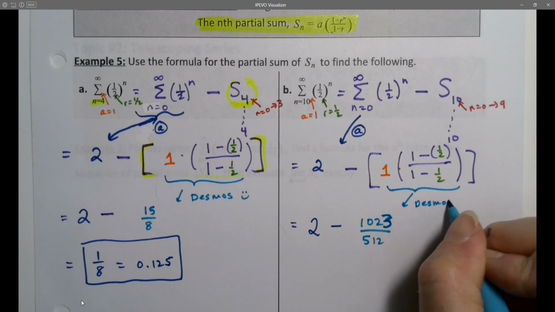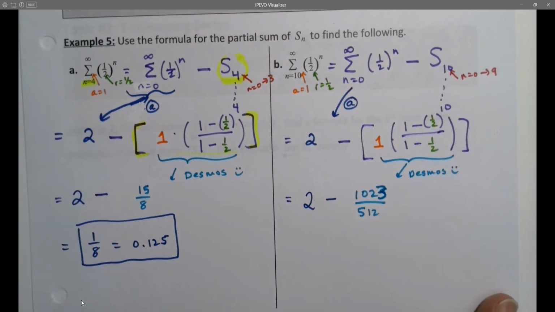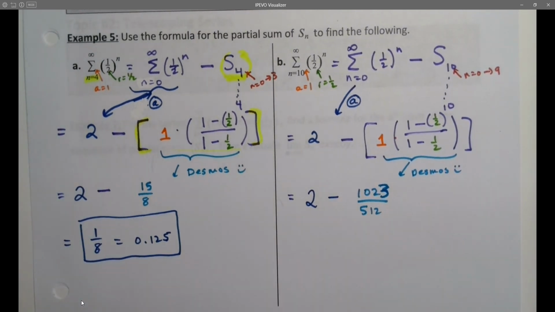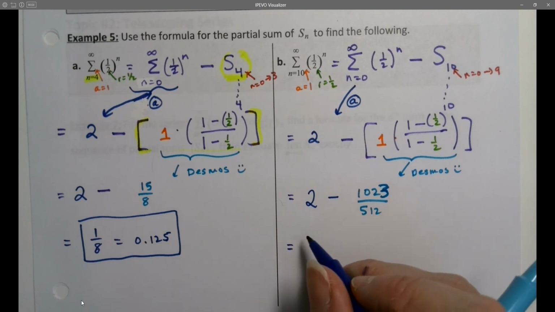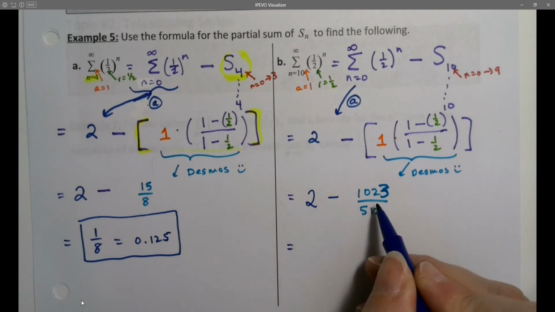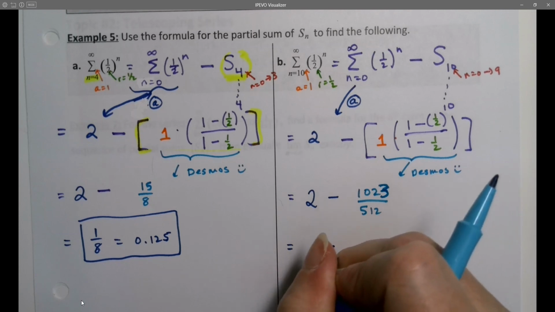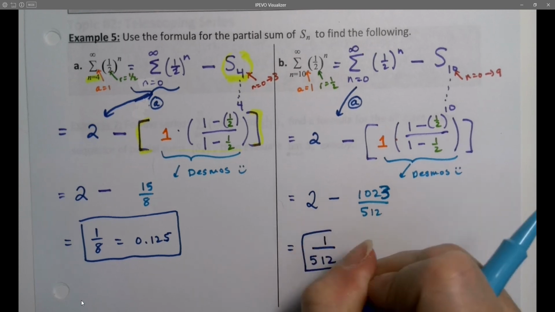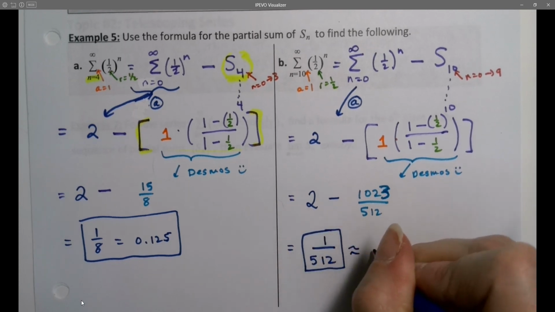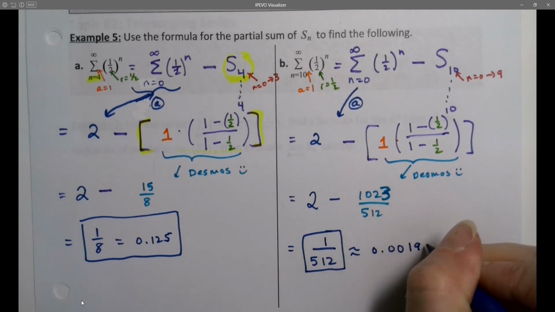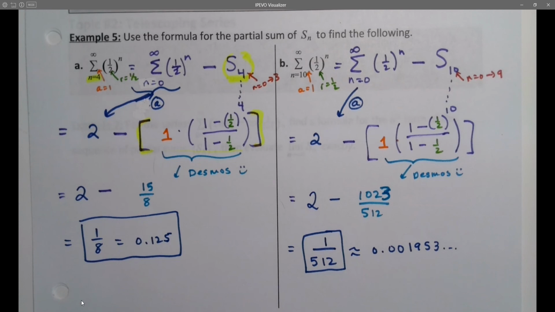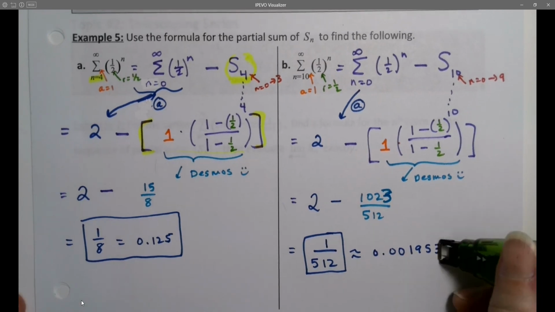Desmos. We're not going to find that by hand. There's no point. So that would be 1024 minus 1023, which would be 1 over 512. A decimal approximation would be 0.001953. Right, it would go on. I'll just let it go.